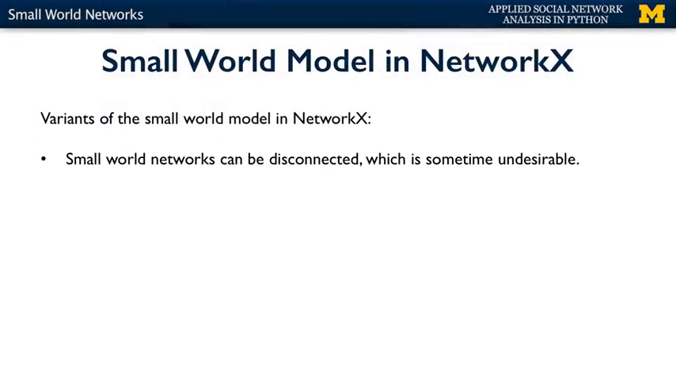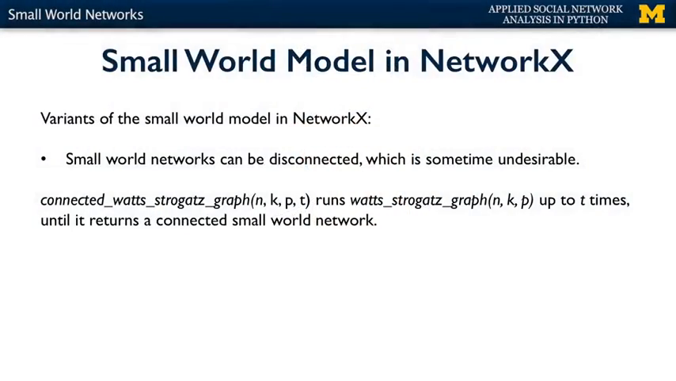There are certain variants of the small world network in NetworkX that you can use. The first one addresses an issue that small world networks in general can become disconnected. There is nothing that makes them necessarily be in a single component. If you rewire too many of the edges, you could end up with more than one connected component. And this is sometimes something we don't want. Sometimes we want to create a network that is connected, where every node can reach every other node.